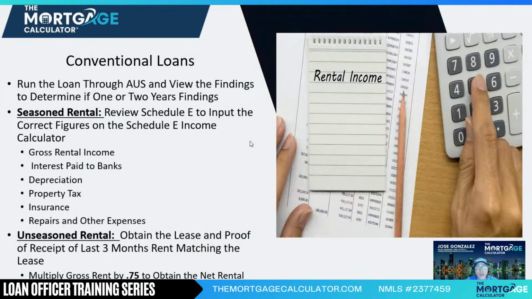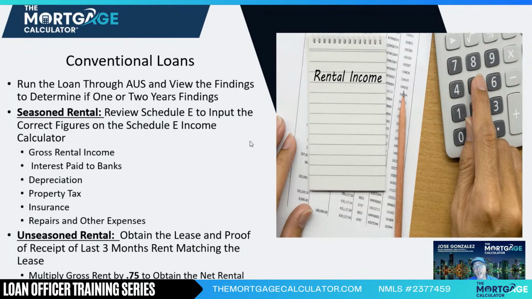So now we've talked about some of the points to consider if it's an unseasoned rental or seasoned rental, and if it's full doc or alt doc. So on a conventional loan, what would be the first thing we do to see what type of income we're going to need to calculate? You're going to run the loan through automated underwriting, through DU or LP, whichever option you're choosing, and you're going to view the findings to determine if AUS is asking for 1 or 2 years of findings.